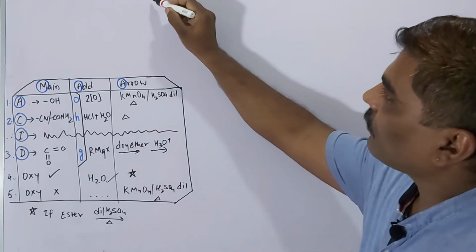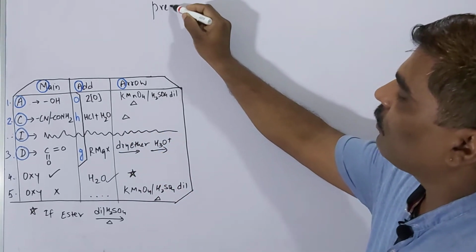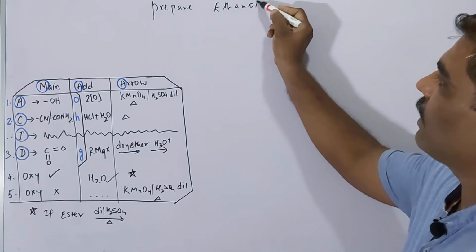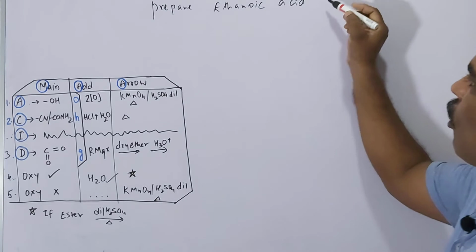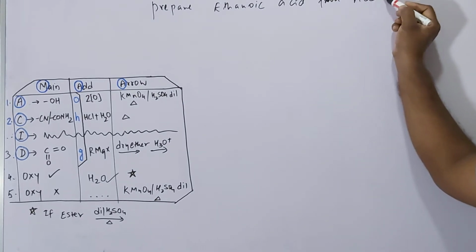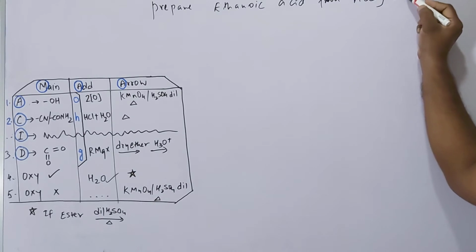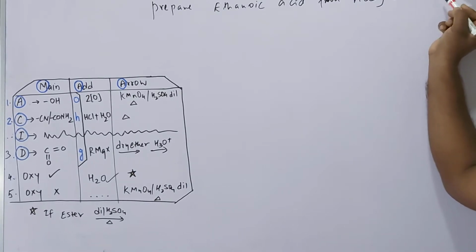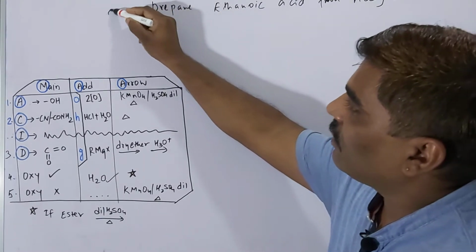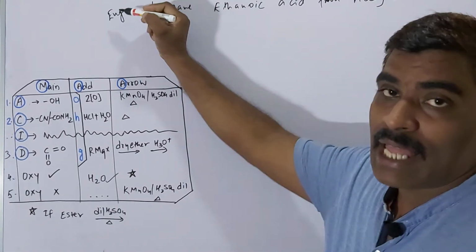Let's take a question. Suppose we want to prepare ethanoic acid from acetyl chloride. If this is the question, now what to do? The question is given in the English language.